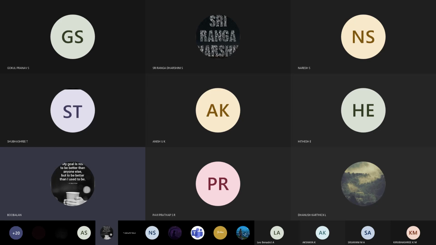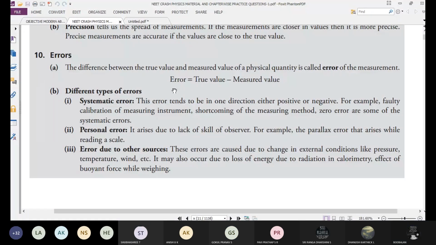One small introduction about error. Error means a kind of mistake or uncertainty. The definition is: the difference between the true value and the measured value of a physical quantity is called the error of the measurement. For example, the true value is 10 and the measured value is 9.9. So what is the error? It is 0.1.